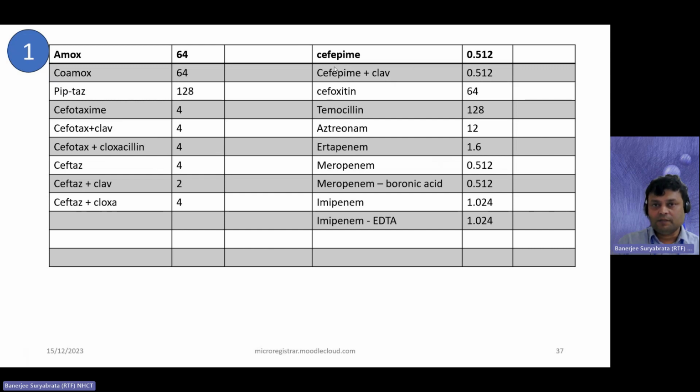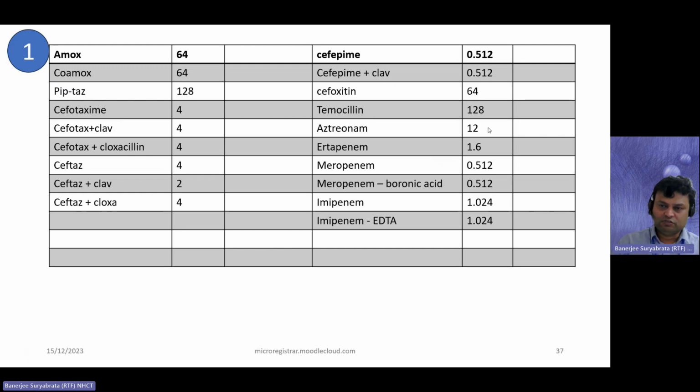So it might be OXA. Cefepime is sensitive and cefepime clavulanic acid no synergy, so it's not an ESBL. It is probably not class A, and so okay, let's move on. Cefoxitin resistance or not against ESBL. Temocillin high level resistance, that's going for OXA.